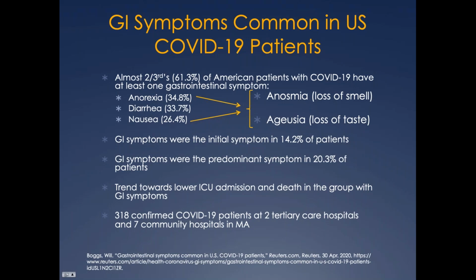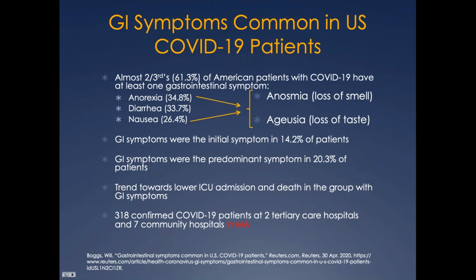GI symptoms in the US were the initial symptom in 14% of patients and the predominant symptom in 20% of patients. And interestingly as well, those with GI symptoms seem to have lower incidence of ICU admission and death overall relative to those without the GI symptoms.